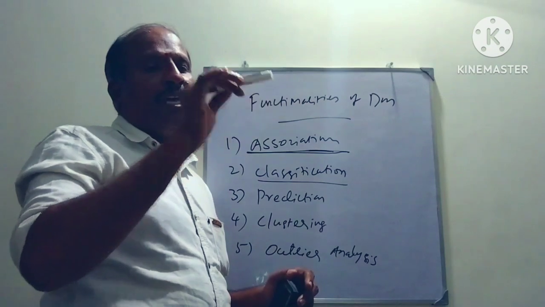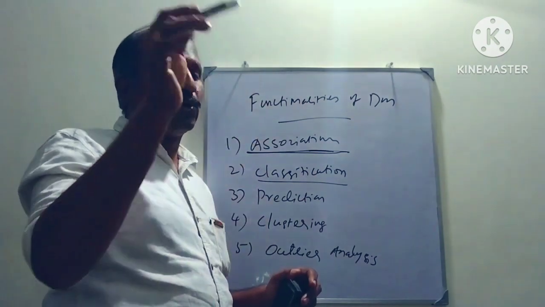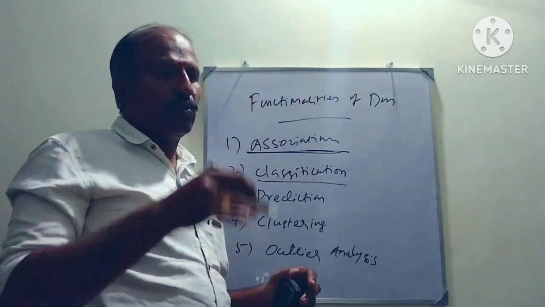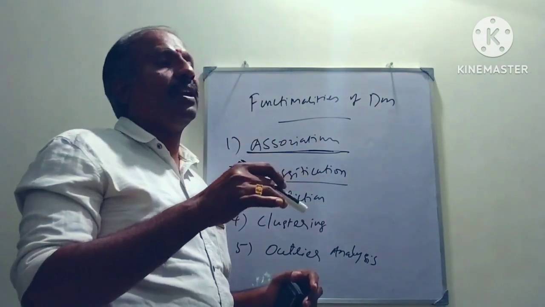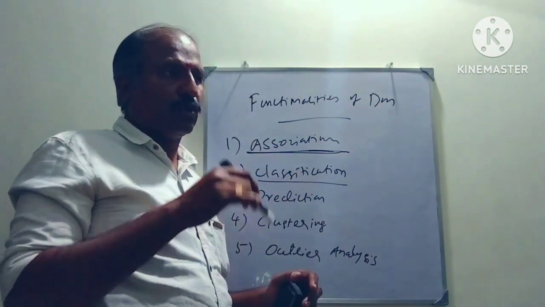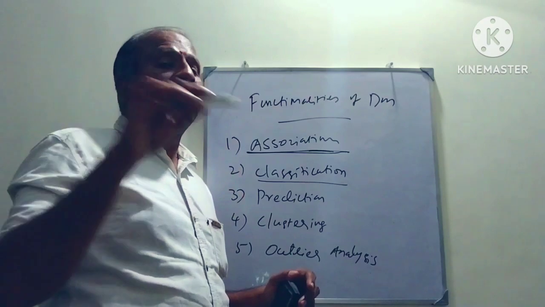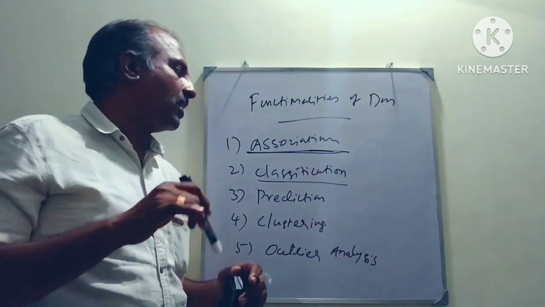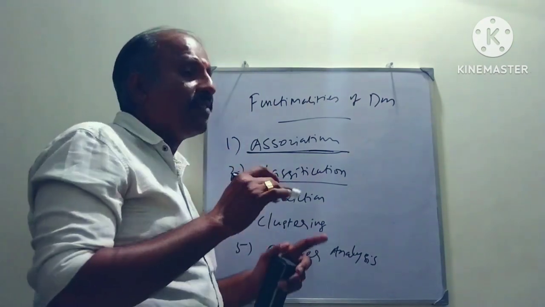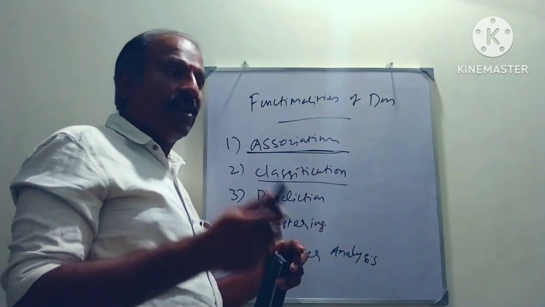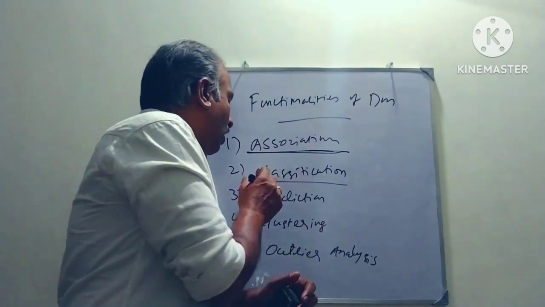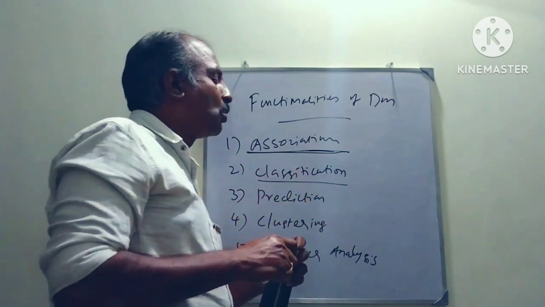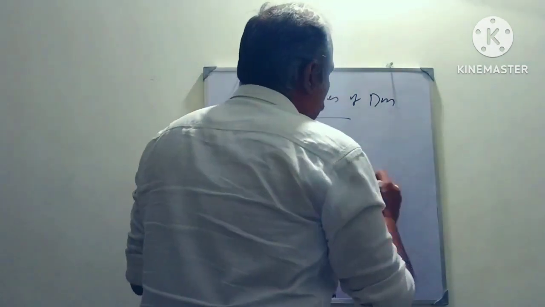So those who got 8 to 9 come under class B. Those who got less than 8 come under class C. So class A, class B, class C are the labels. That is the way we have to classify the data. Classification is a two-step process.